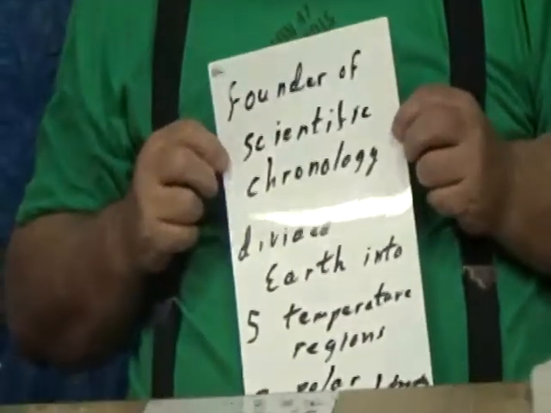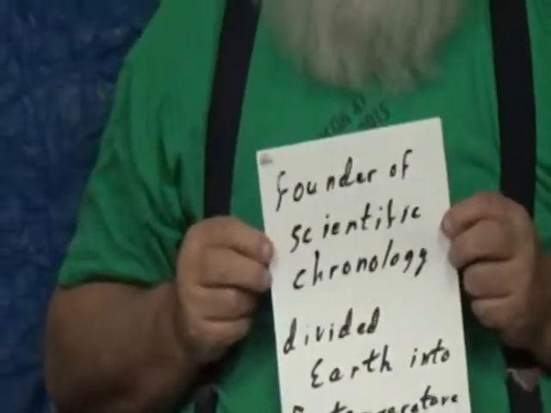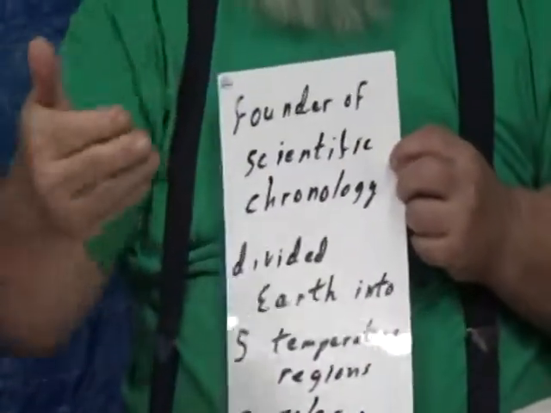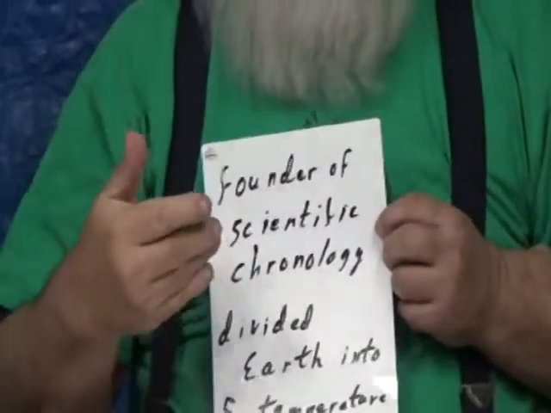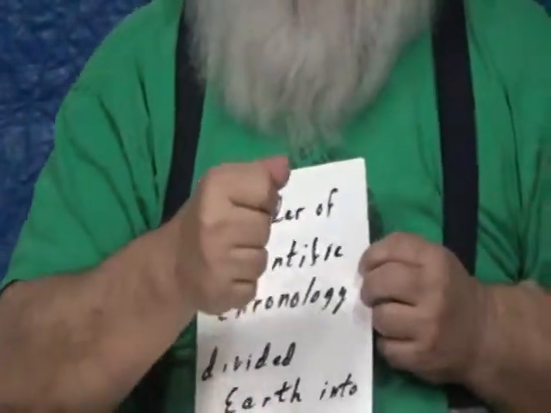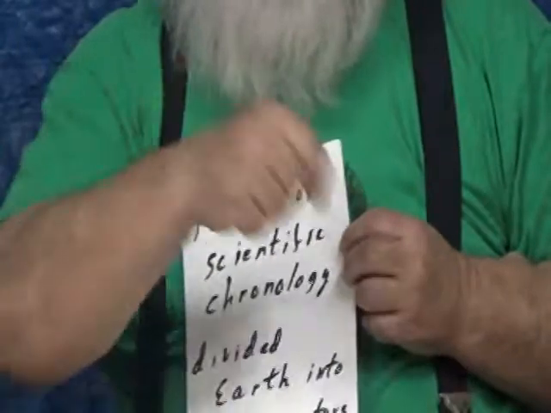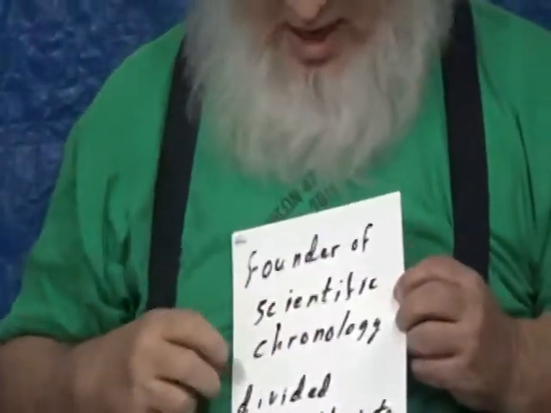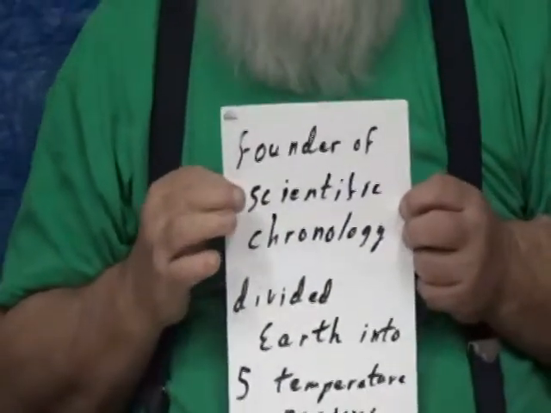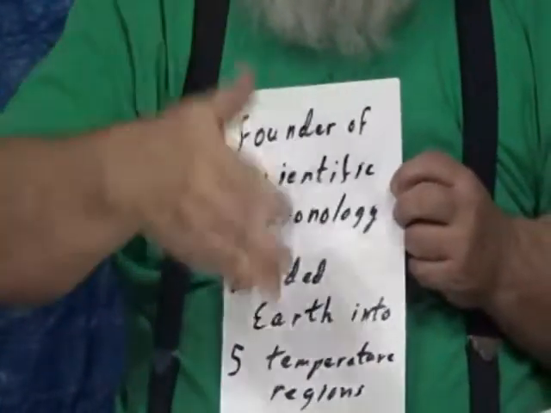He was also the first person to come up with scientific chronology. Things happened at certain times, and he based it on the fall of Troy. So he said, before Troy this happened, after Troy this happened. And so he came up with the idea that we can get some idea of when things happened.